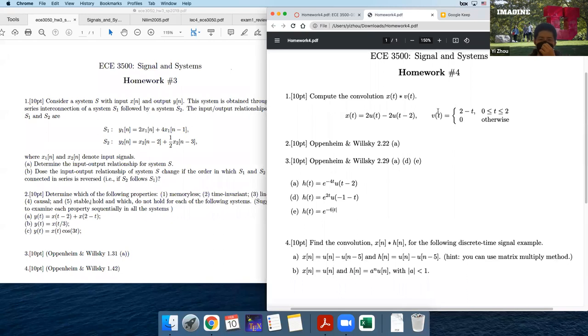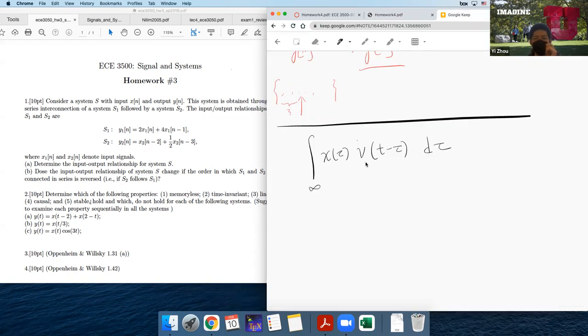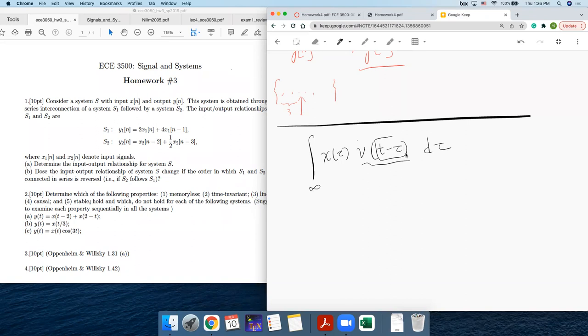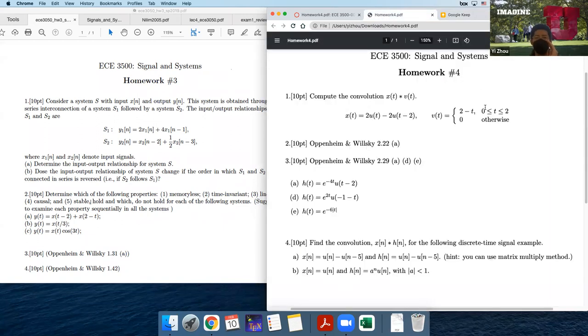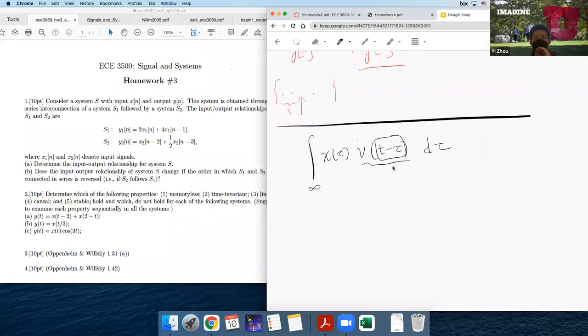But it's a little bit complicated if we fix x and then shift v, because v is constrained between 0 and 2. Therefore, if you write it in this way, you need to constrain t minus tau into the range of 0 to 2. So this has to be restricted between 0 and 2. So maybe it is more convenient to do it the other way. We just do v tau x t minus tau.